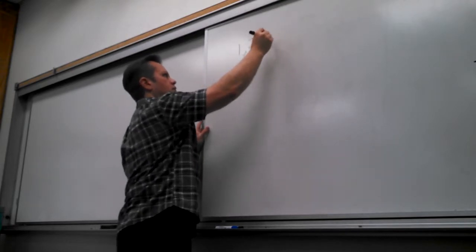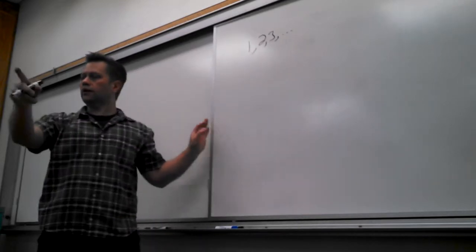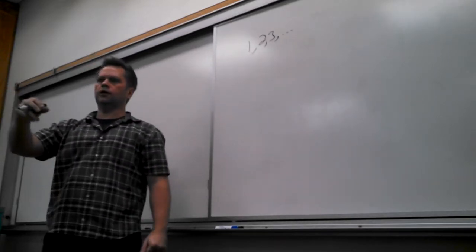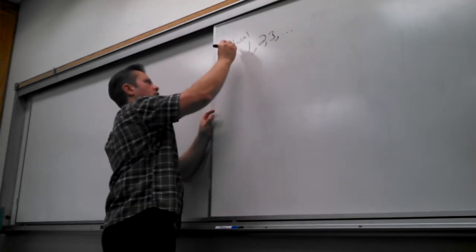what do you call these kinds of numbers? Somebody know? Natural numbers? Yes, I like it. These are the natural numbers, the positive integers.